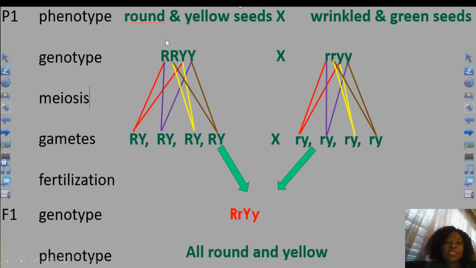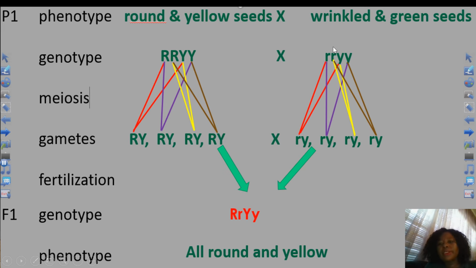So you will see here, just like in monohybrid crosses, for each characteristic that we are looking at, there are two letters. Remember, you get one allele from each of your two parents. So for round seeds, we are using two capital R's, and for the yellow seeds, we are using two capital Y's.